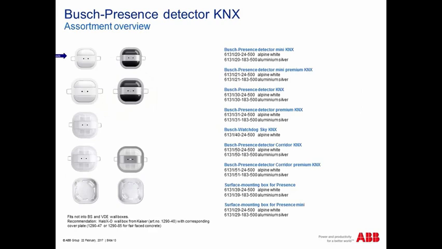Here you can see the mini presence detector, and the sky only in white color, because the typical application is not inside a room or an interior room. It is more for high ceilings, 12 meters. But the corridor, of course, we have in white and aluminum silver, but only with a transparent lens. The reason is we have a range of 30 meters, and we need an absolutely clear lens for that.